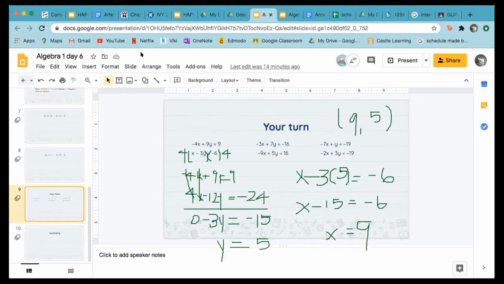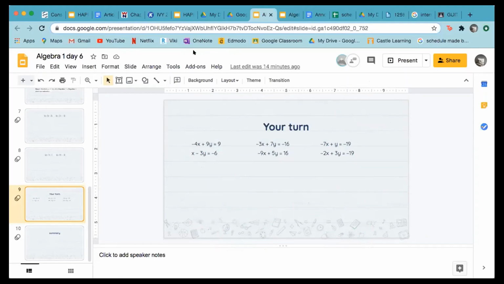Let's do another example. All right. Okay, so here, what numbers do you see that can be in common with each other? That is, the numbers in front of the variable. What do you mean by common?